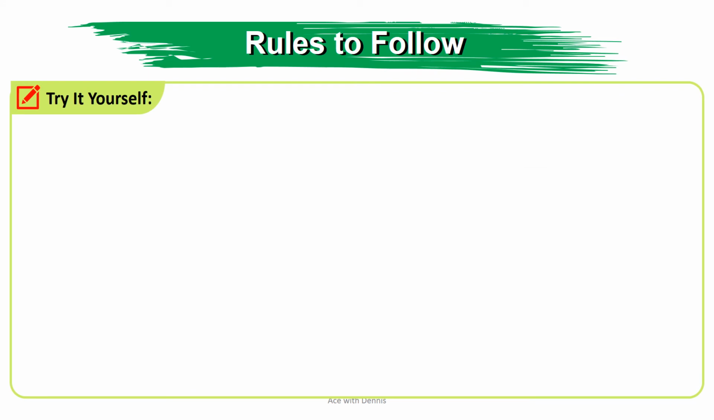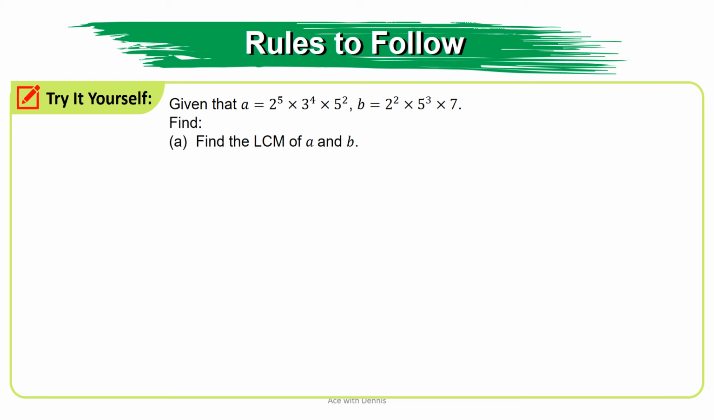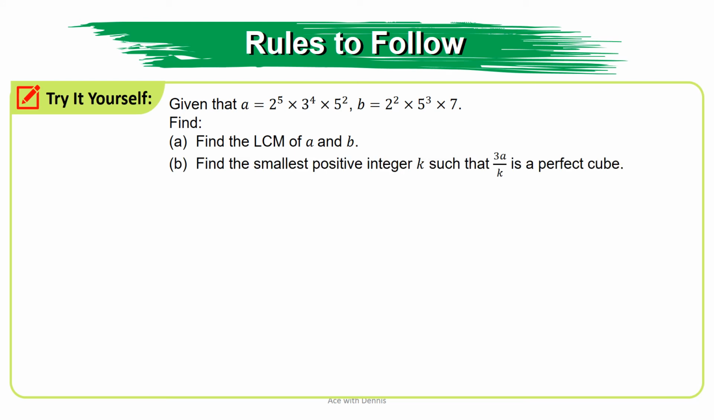Alright, you can try another example yourself. Given that a equals 2 to the power 5 times 3 to the power 4 times 5 squared, and b equals 2 squared times 5 cubed times 7. Find (a) the LCM of a and b, (b) the smallest positive integer k such that 3a over k is a perfect cube, (c) the value of the square root of 7ab over 10. You can pause the video and try to solve it yourself.